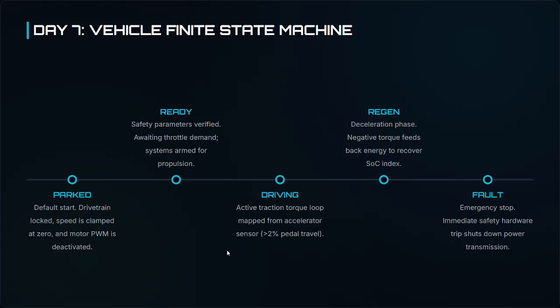For example, the vehicle cannot enter driving state unless the FSM has verified ready checks and throttle travel is detected. If a system fault is detected in any state, the state machine triggers an immediate deterministic jump to fault state, which immediately halts the motor PWM signal to guarantee passenger safety.